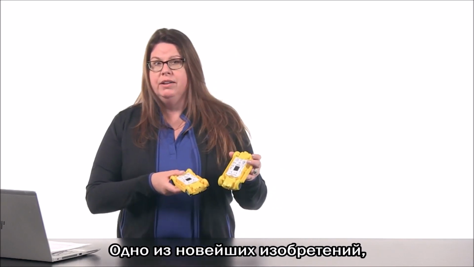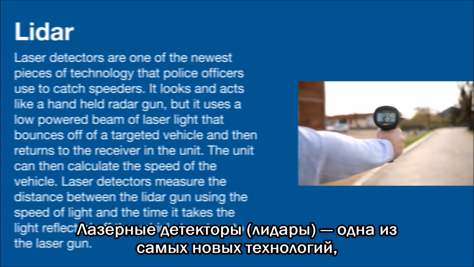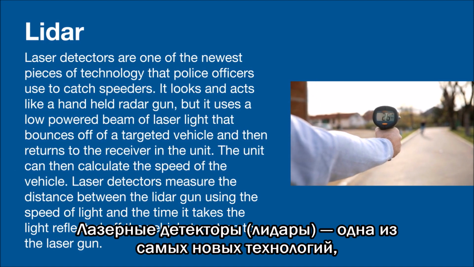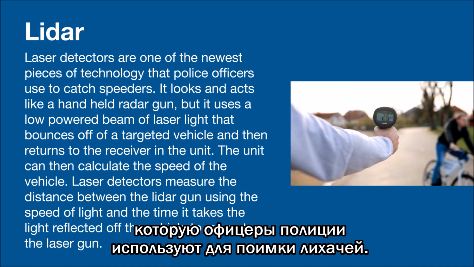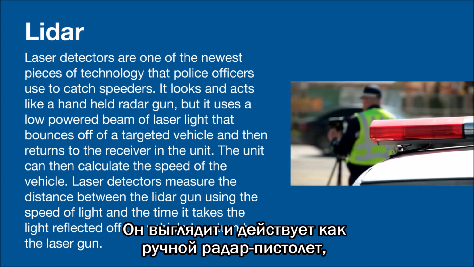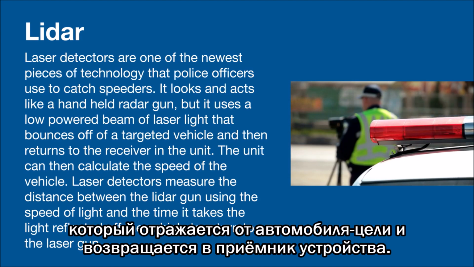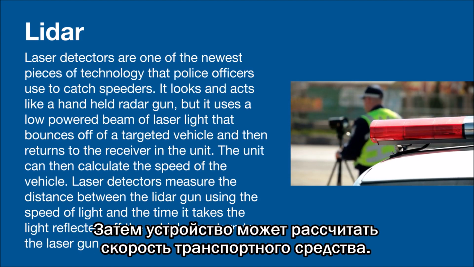One of the newer inventions being used right now is called a LiDAR. So laser detectors, being one of the newest pieces of technology that police officers use to catch speeders, look and act like a handheld radar gun, but use a low-powered beam of laser light that bounces off a targeted vehicle and then returns to the receiver in the unit. The unit can then calculate the speed of the vehicle.